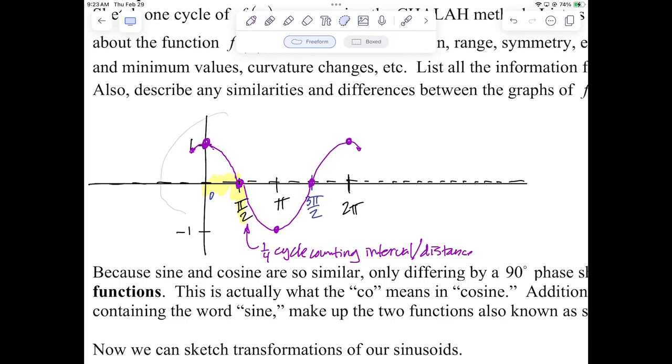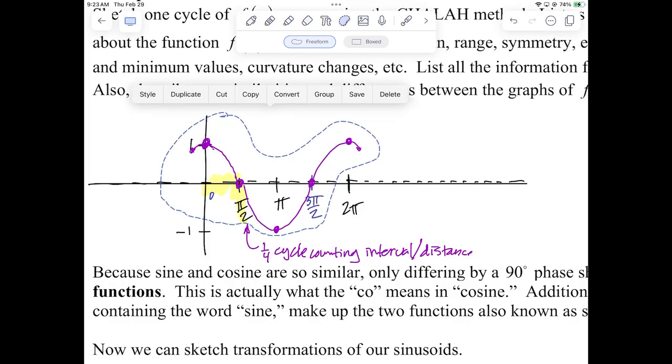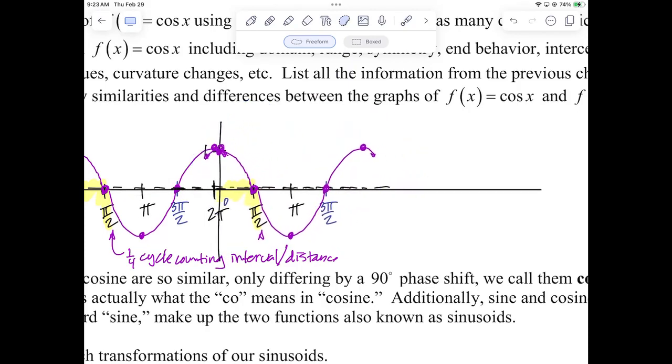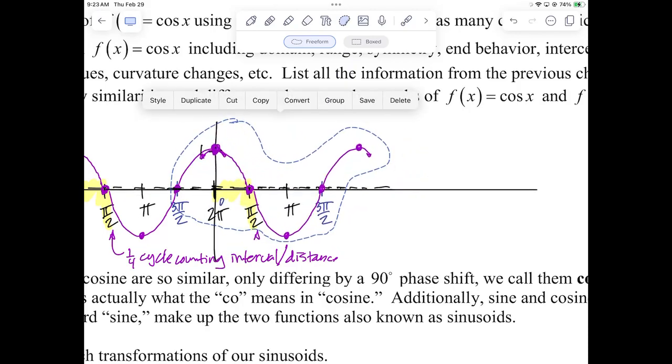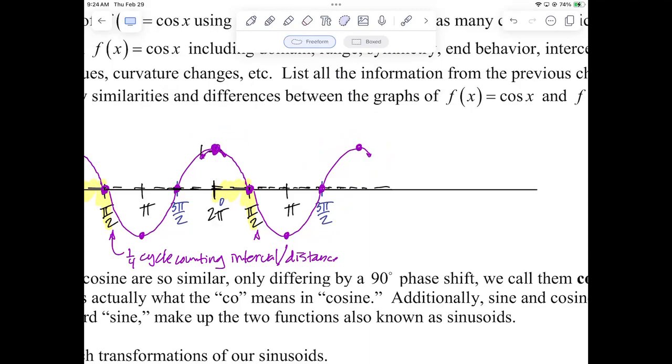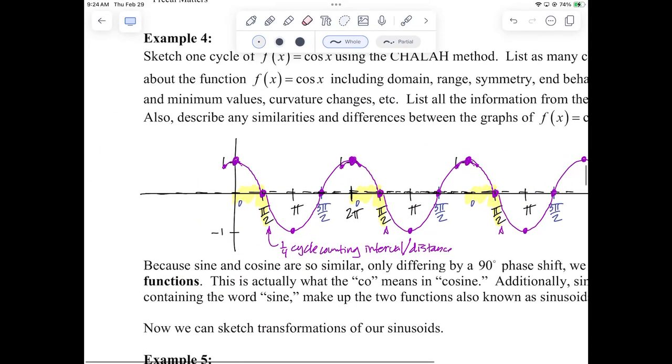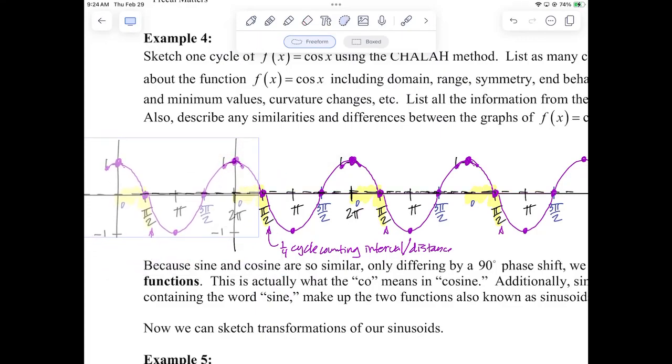I'm going to copy this now. And what can I do to continue on? I can just paste. I can line it up right there. Boom, paste. And then I can come back and delete the y-axis. And if I want another one, I can paste. Line it up right there. Boom. Come back and delete the y-axis. And I can do one on the other side too. I can paste. Looks like that. And then come back and delete the y-axis.